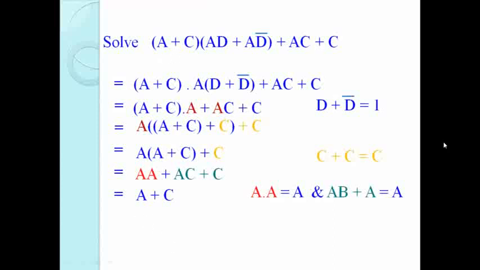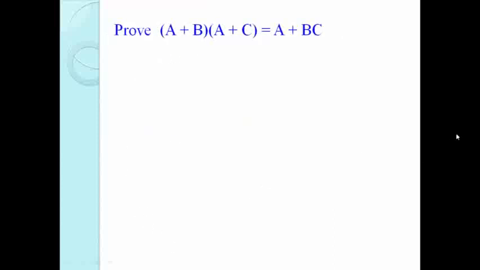So we reduce it by using Boolean's law. Now we take one more equation. Prove that (A plus B) into (A plus C) equals A plus BC. That means solve the left hand side and show it equals the right hand side. So solve the left hand side: (A plus B) into (A plus C).